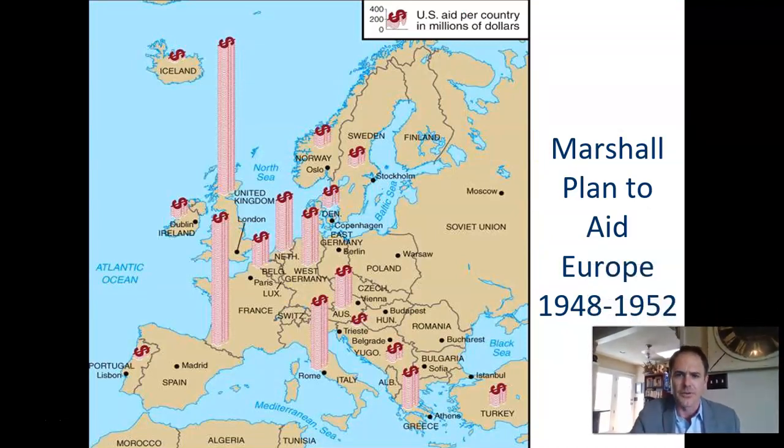And just some numbers, right? Look, United Kingdom. Look at this amount. France, even smaller countries, Belgium, Netherlands, they all received a massive influx. But notice, not in Eastern Europe.